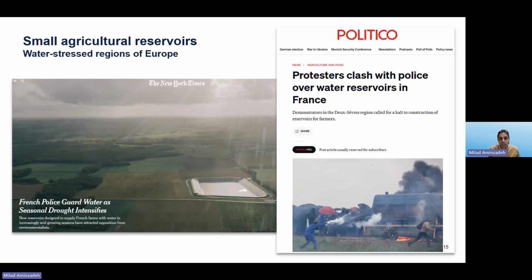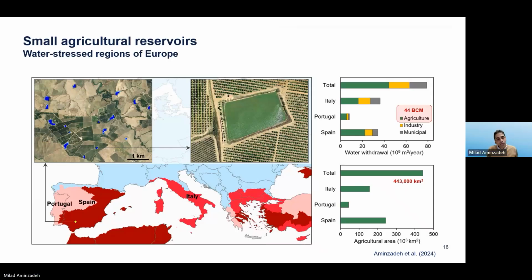Because of the drought conditions, especially in recent decades, farmers are trying to increase the number of reservoirs, simply increase their storage capacity. But environmentalists and locals are against them. And currently there are lots of conflicts and, of course, very strong controls on the construction of new reservoirs and their exploitation. So we extended our analysis and we looked into the small agricultural reservoirs in water-stressed regions of Europe.